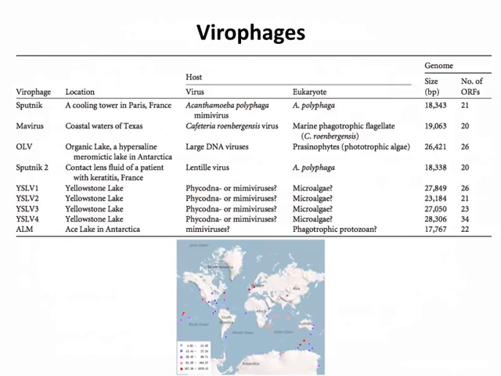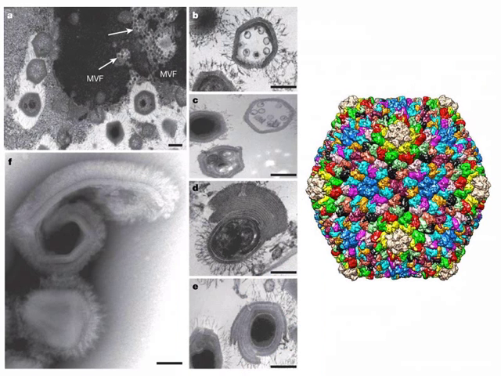And then there are a bunch from Yellowstone Lake, where their helpers are viruses that infect algae. And some unusual environments as well, a hypersaline lake in Antarctica here. So you can see they're distributed all over the world. We find these virophages everywhere, so they're not special to one environment. They're pretty much everywhere, so they're probably important.